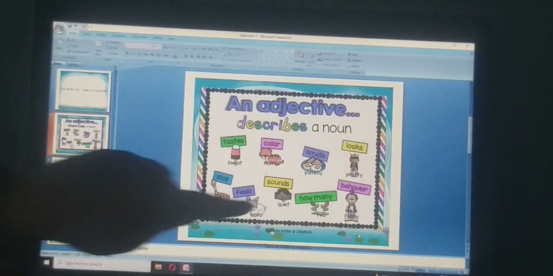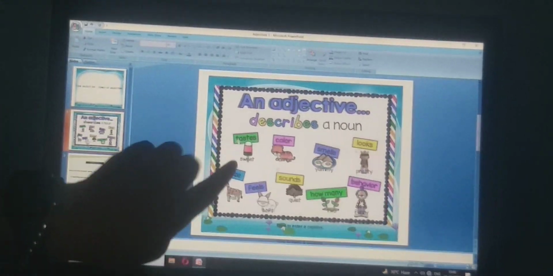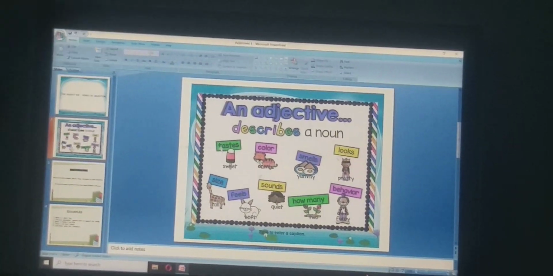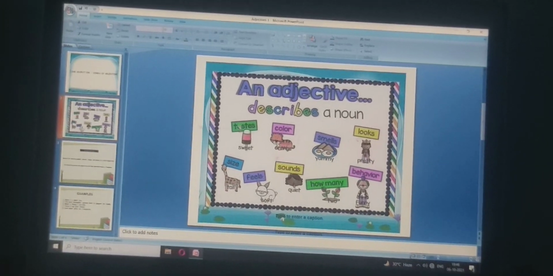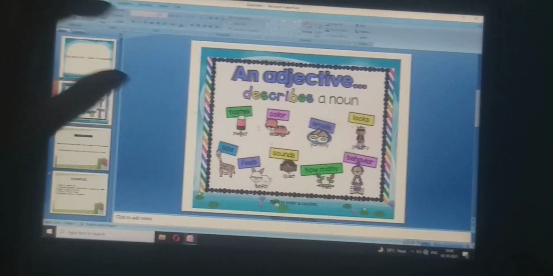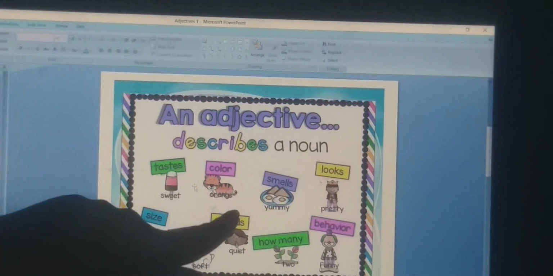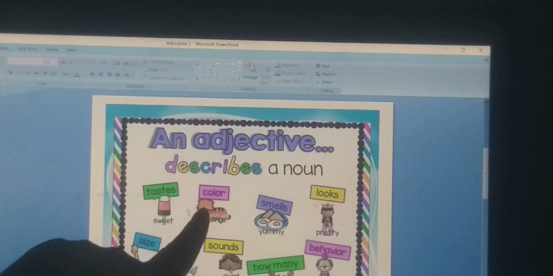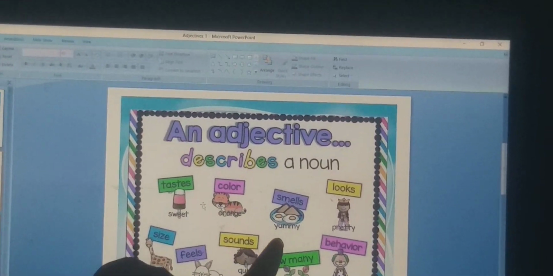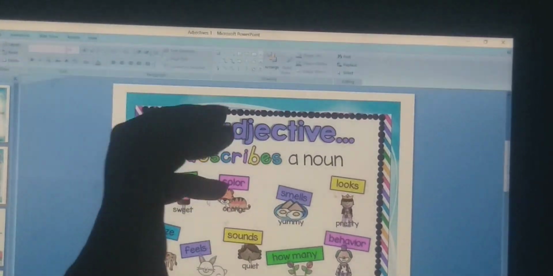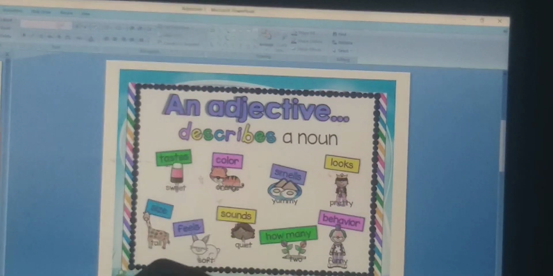An adjective describes a noun. Okay, so an adjective is something which tells us something about the taste, like, this ice cream is sweet in taste. An adjective is something which tells us something about the color of a thing, like, this tiger, which is also a noun, is brown in color. An adjective is something which tells us something about the smell of a thing, like, this omelette seems yummy.